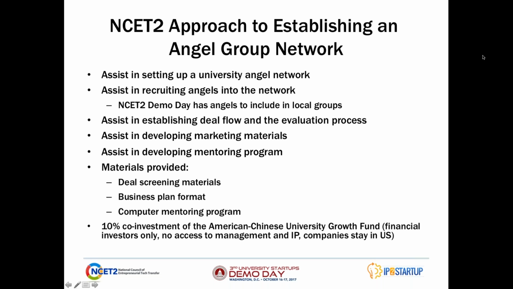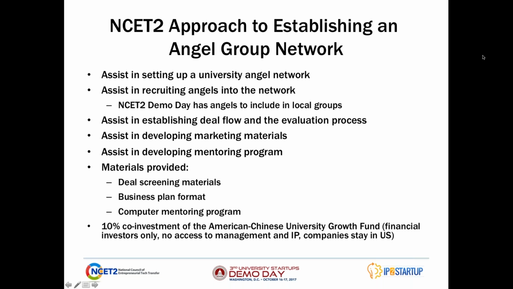Some groups I like, we do a 2-stage deal flow process. Other groups do a 1-stage deal flow evaluation process. That's entirely up to you. We work with you on doing that. We assist in developing the marketing materials you're going to need. Assist in developing a mentor program, and that's really key.